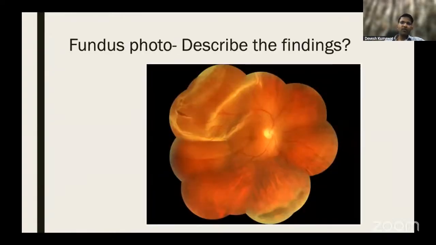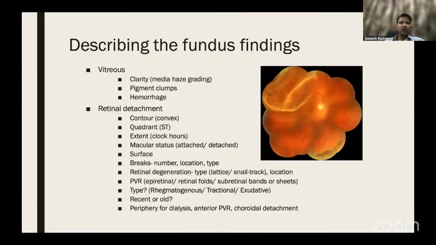Now, then you come to describing the findings and documenting the findings. So when you see this fundus, you have to start first with the vitreous. And before that, even you can start with the distant direct findings, that is, how is the glow of the patient on distant direct ophthalmoscopy. Then you come to the vitreous. What is the clarity of the vitreous? The media haze grading that is given by the Endophthalmitis Vitrectomy Study, from 0 to 4 plus, you can describe the findings in terms of that.